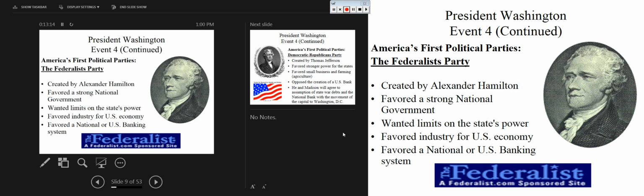Favored a strong national government, limits on states' powers, favored industry and internal improvements, more roads, canals, favored a national or U.S. banking system that emulated what country's central banking system? Britain, very good, nice job. All right, the British Central Bank.